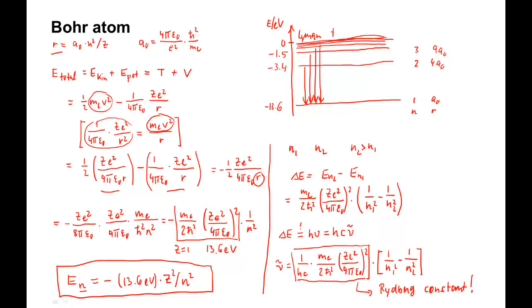The Balmer series in the visible range corresponds to emissions down to the level of n equals 2 from higher excited levels. And the Paschen series that's in the infrared involves transitions down into the n equals 3 state. This is all very exciting.